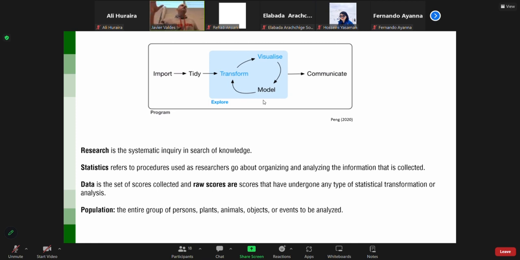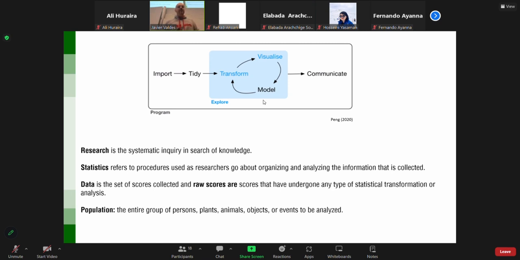I have here some terms. I just want you to understand them. Statistics will be all the procedures that you need as a researcher, as an expert, in order to organize and analyze the data, the information that is collected. So you have to go from the data to the information, and then apply statistics on them while doing research.